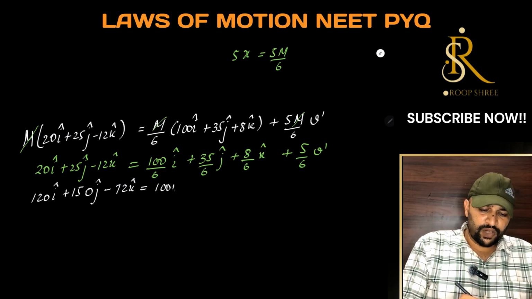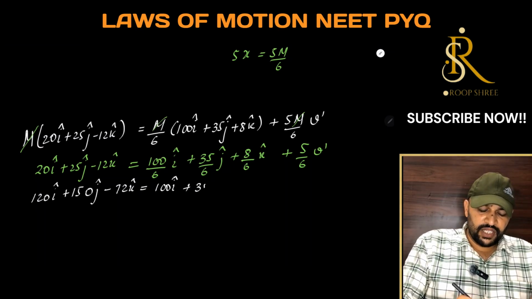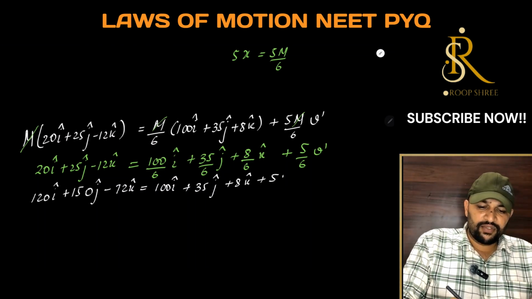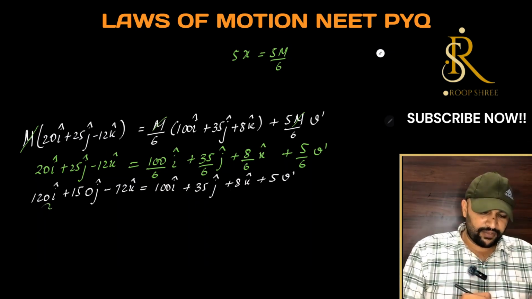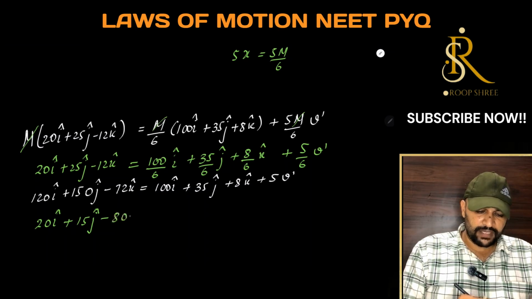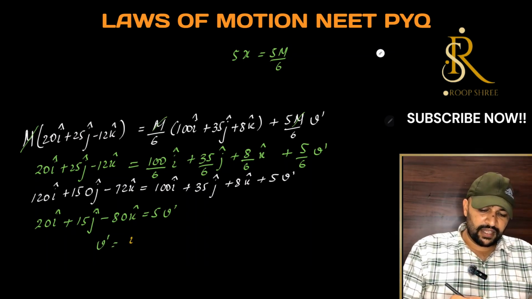That must be equal to 100 i, 35 j, 8 k plus 5 v dash. We have to find this v dash, right? So let's take the other stuff on the left hand side. So 120 minus 100, 20 i cap, 150 minus 35, that's 15 j cap, and 72 minus 8 will become minus 80 k cap, that's our 5 v dash. So our v dash will be simply, divide the equation by 5, and this will be 4i, 3j, and that will be 16 k cap.